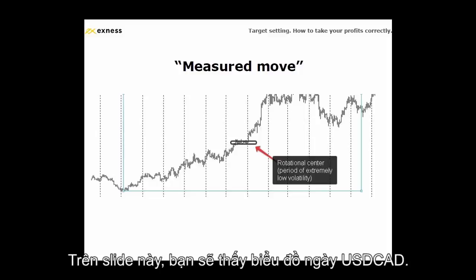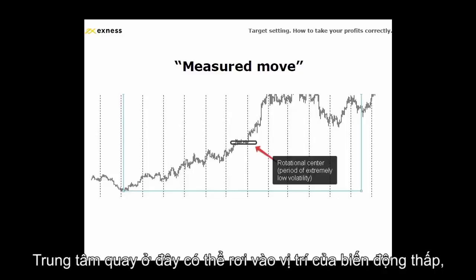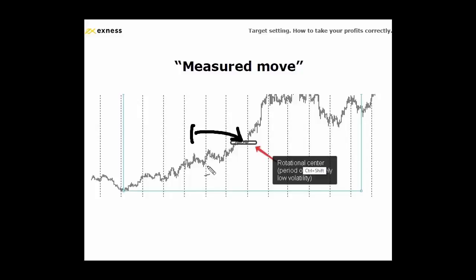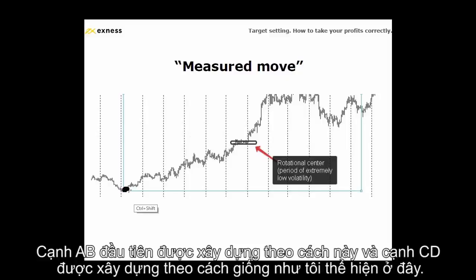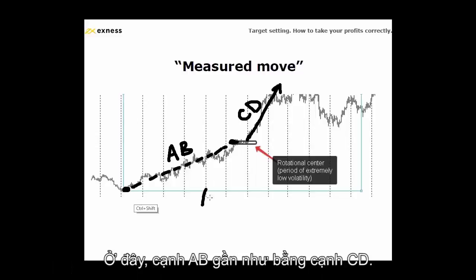On this slide you see the daily chart of the American dollar versus the Canadian dollar, and the rotational center here possibly falls into the spot of low volatility. And it shows us the starting point for the second leg of the move. The first leg, or AB, is considered to be built this way, and the CD leg is considered to be built like it is shown here. So you see that AB is equal, or almost equal, to the CD leg here.